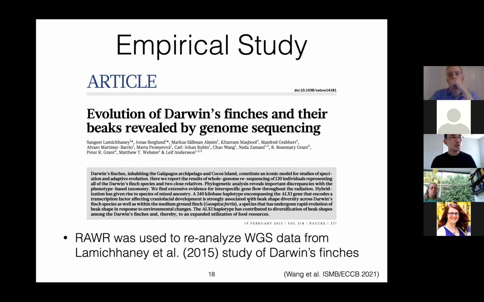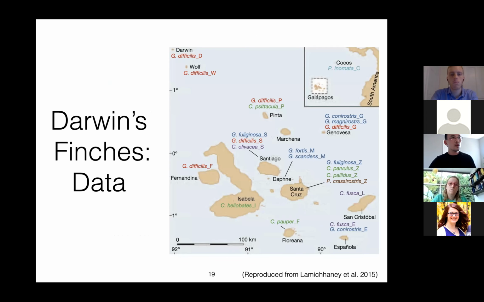For us, we simply wanted to see if we could look at just part of their original study, reconstructing the species phylogeny for Darwin's finches, and seeing if our support estimation method might give us any clues. And so we reanalyzed their whole genome sequence data from their study, looking at the following species. It's a little bit complicated here, but all I really want to highlight is that there are a number of species shown here, sampled broadly across the Galapagos Islands and Cocos Islands.